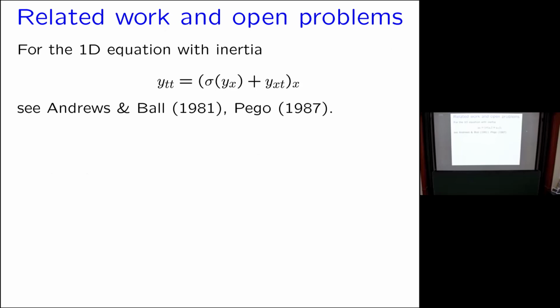So for the 1D equation with inertia, remember that I talked about this term. It's original work with Andrews, and so Orpego essentially proved convergence to an equilibrium, but it was for mixed boundary conditions, which are much easier. So one end is fixed and the other end is stress-free. Much easier than the case with displacement boundary conditions.